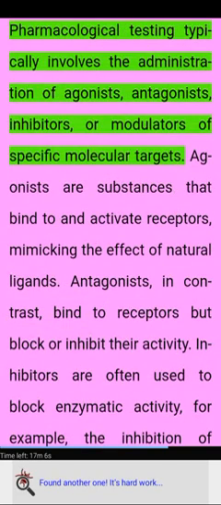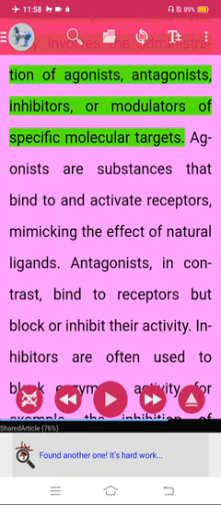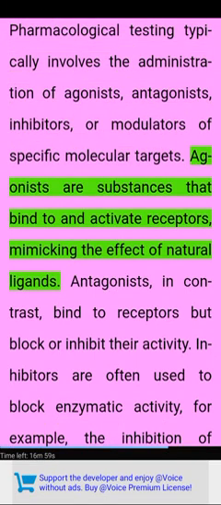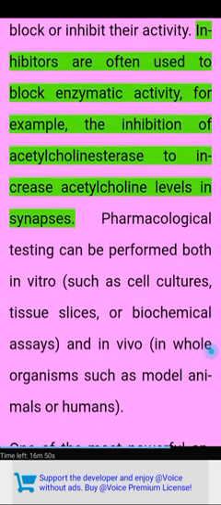Pharmacological testing typically involves the administration of agonists, antagonists, inhibitors, or modulators of specific molecular targets. Agonists are substances that bind to and activate receptors, mimicking the effect of natural ligands. Antagonists, in contrast, bind to receptors but block or inhibit their activity. Inhibitors are often used to block enzymatic activity, for example, the inhibition of acetylcholinesterase to increase acetylcholine levels in synapses.